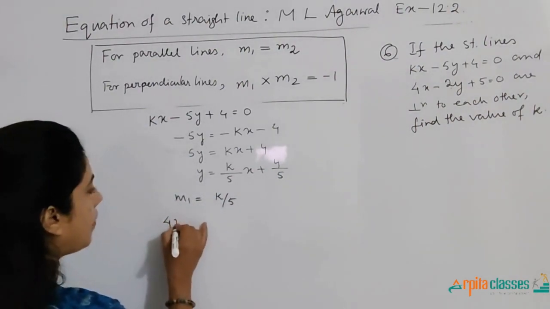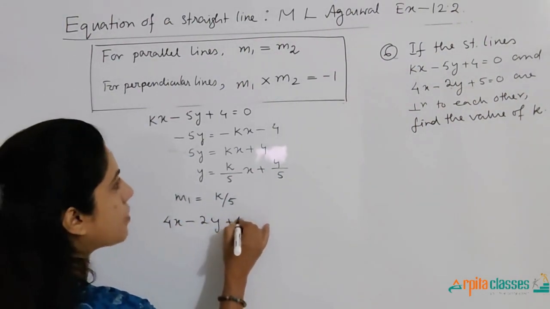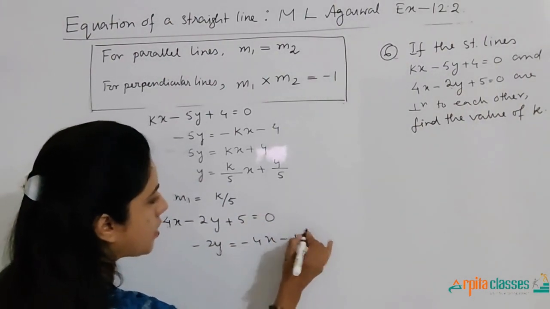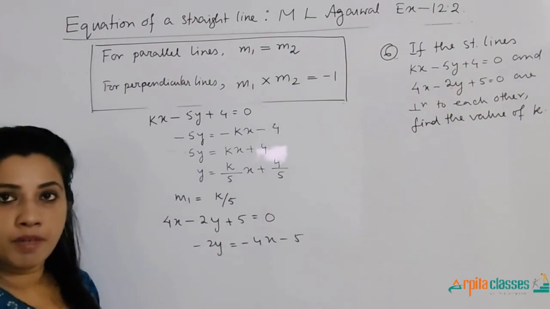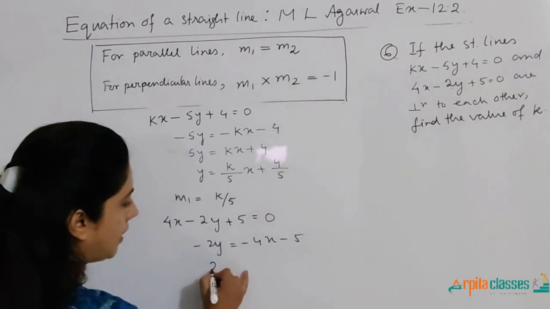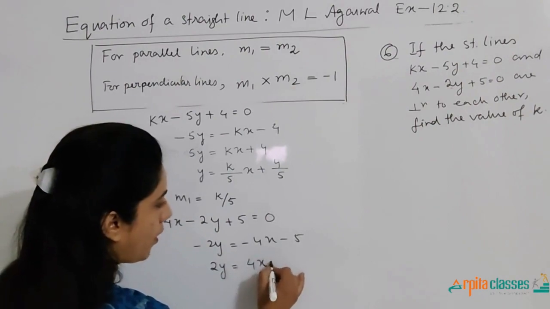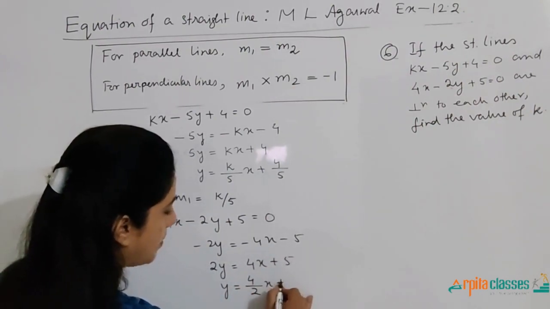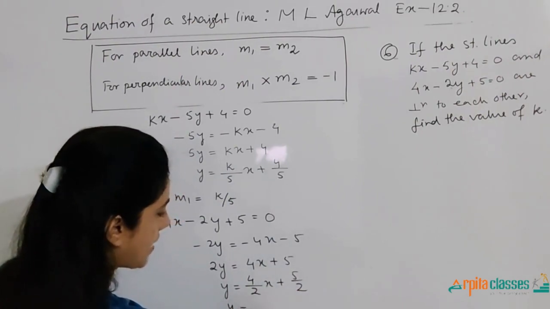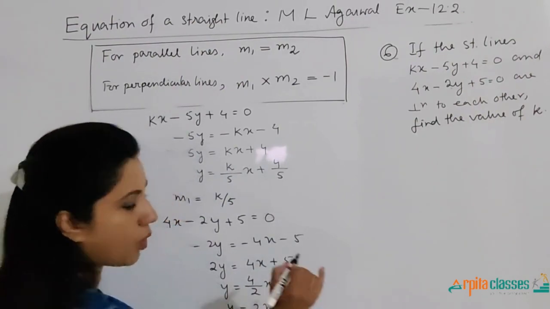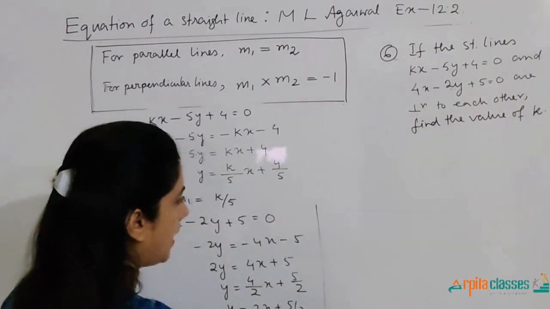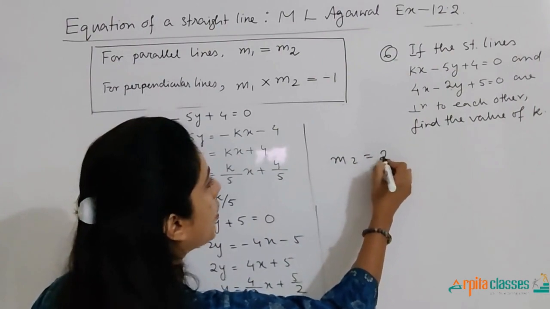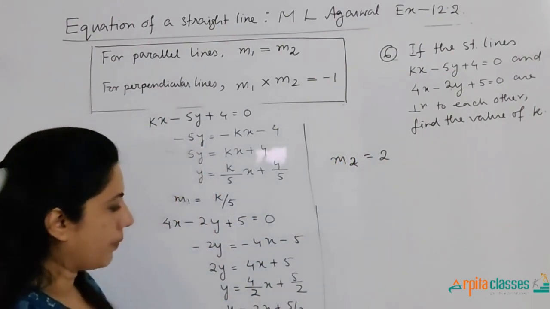Second equation we will take 4x minus 2y plus 5 equal to 0, or minus 2y is minus 4x minus 5. Again we can multiply all the terms by minus and make everything positive. So 2y is 4x plus 5, or y is equal to 4 upon 2 x plus 5 upon 2. y is equal to 2x plus 5 upon 2. So from here we are getting m2 is equal to 2.